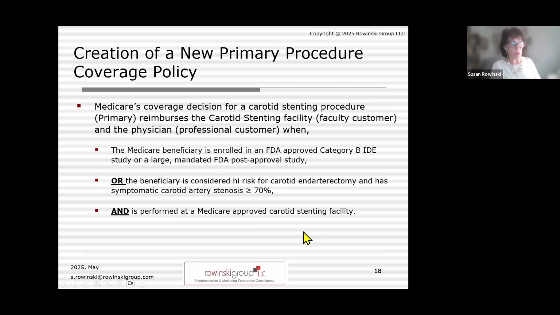When this policy came out, I cannot tell you how many companies were selling carotid stents into a non-approved Medicare carotid stenting facility. And what that means is both the physician as well as the facility provider, if they were not approved, would not be reimbursed by Medicare. So you can look at coverage policies as the inclusion and exclusion criteria, like you do in FDA trials. Look at coverage policies as the inclusion and exclusion criteria to determine, in this case, if Medicare is going to reimburse the carotid stenting facility and the physician for the costs they have incurred for purchasing and using, in this case, carotid stents.